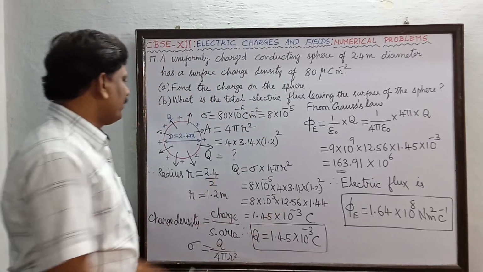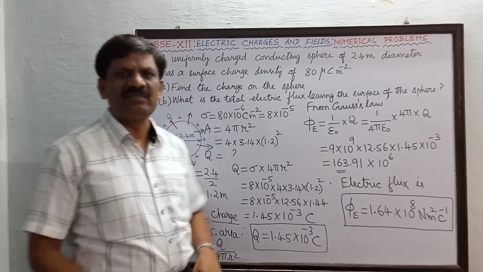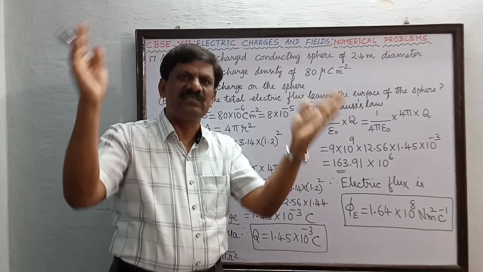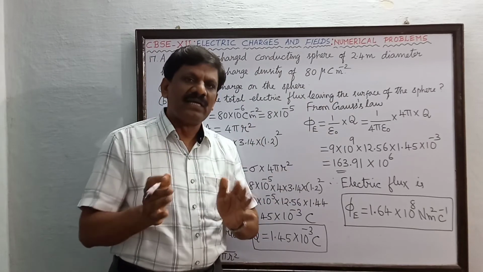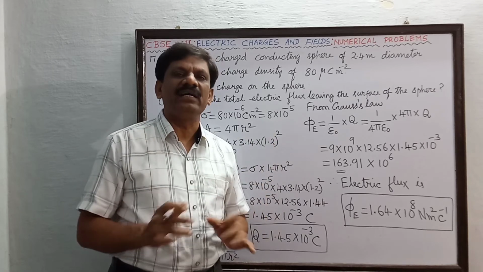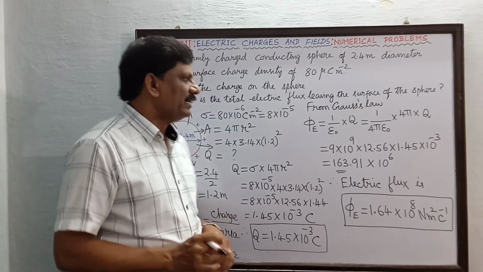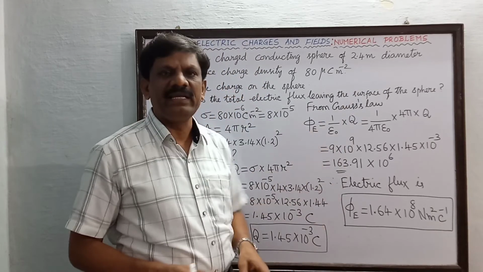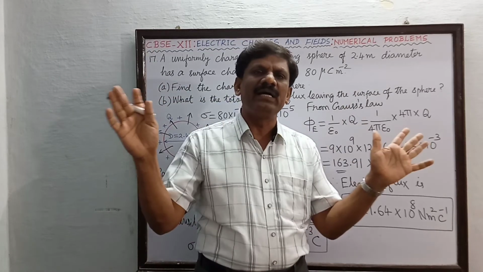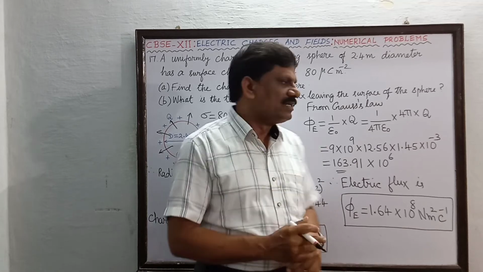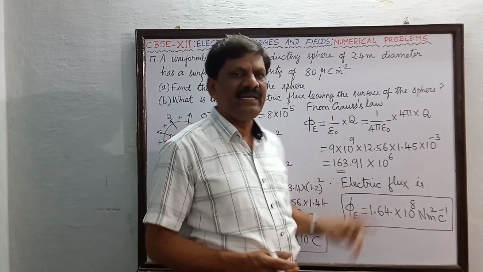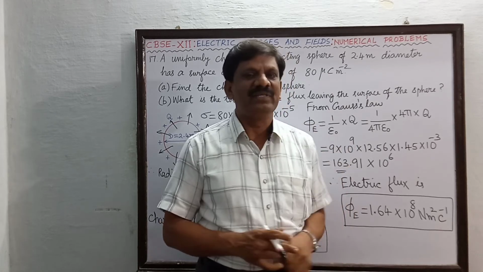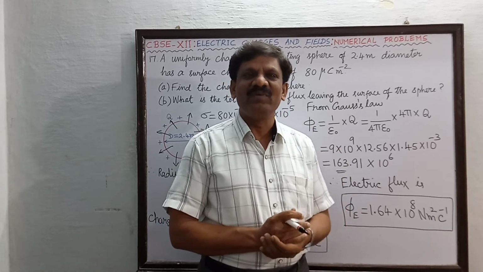So here we have first used the definition of surface charge density. Surface charge density is the ratio of the total charge on the sphere divided by the total surface area of the sphere. Okay. Then in the second step we have used Gauss law. The total flux of the electric field passing through a closed surface is equal to 1 by epsilon naught times the net charge enclosed inside the sphere or on the sphere. I hope you must have understood well. Fine.